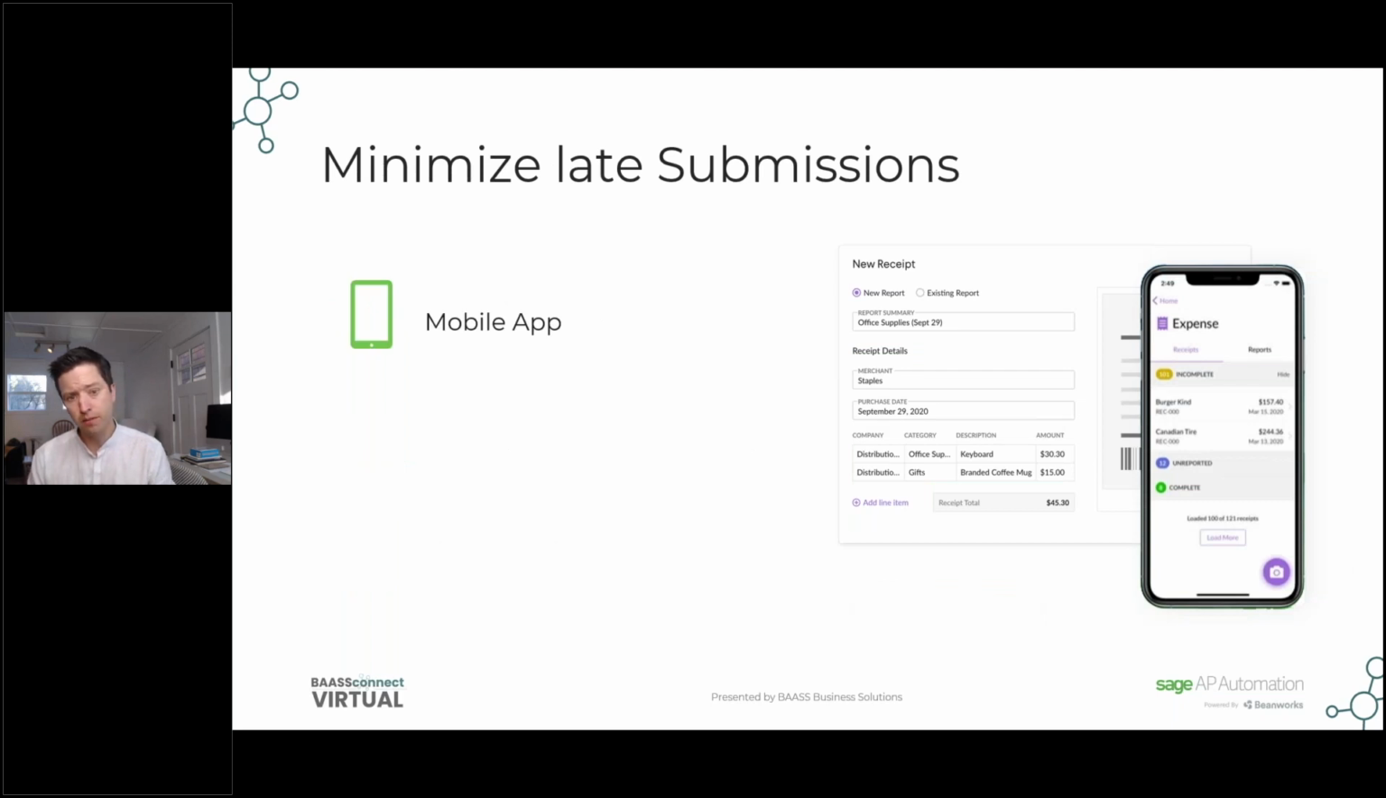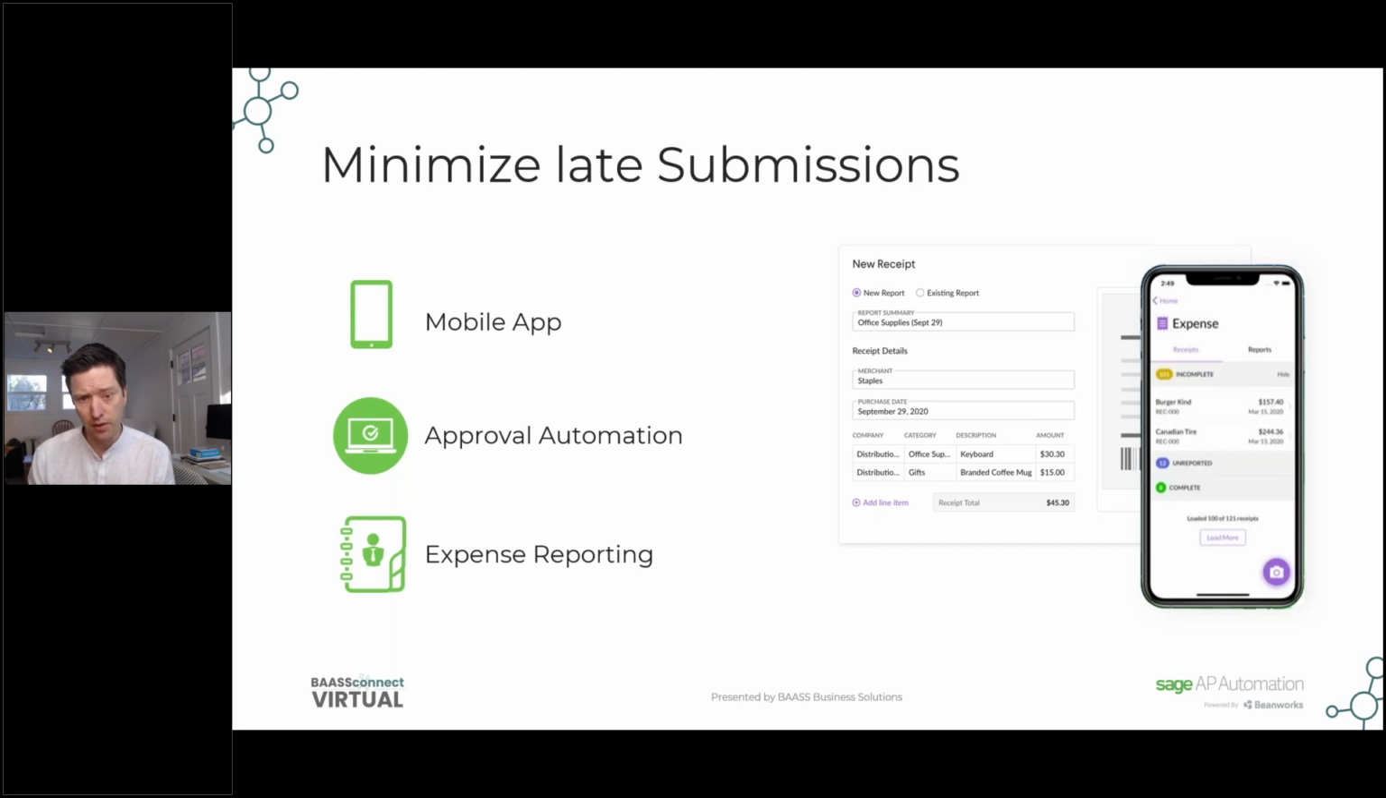So by having the mobile app to capture your receipts instantaneously, along with the automated approval channels to route your submissions for approval, you can actually minimize the potential for late submissions. You'll also be able to have a clear understanding of which expense reports are still outstanding through the expense reporting tools that you have available in the application.